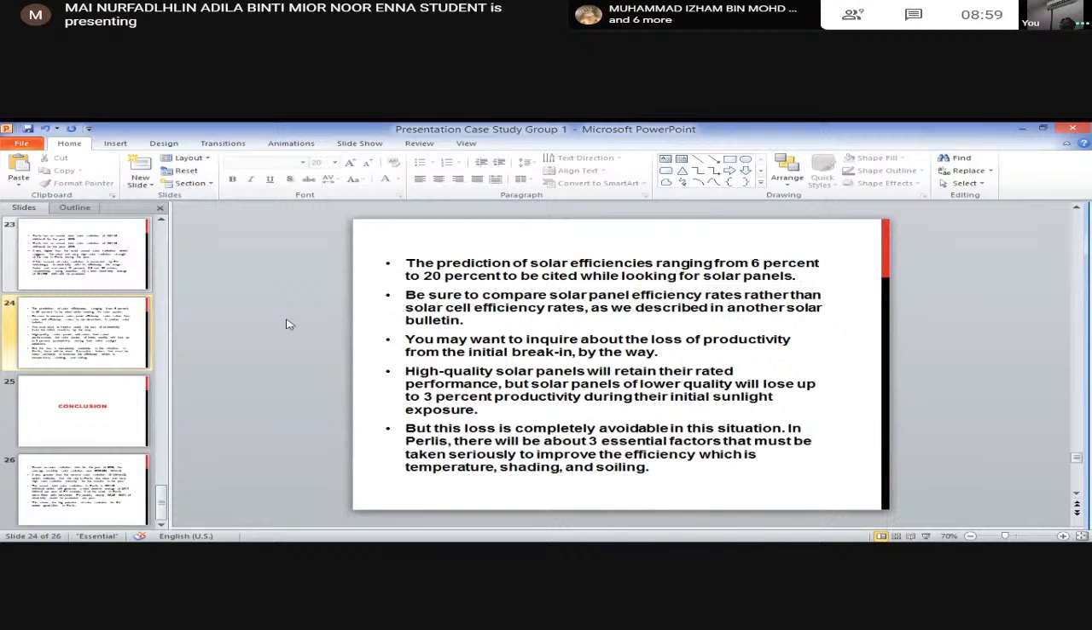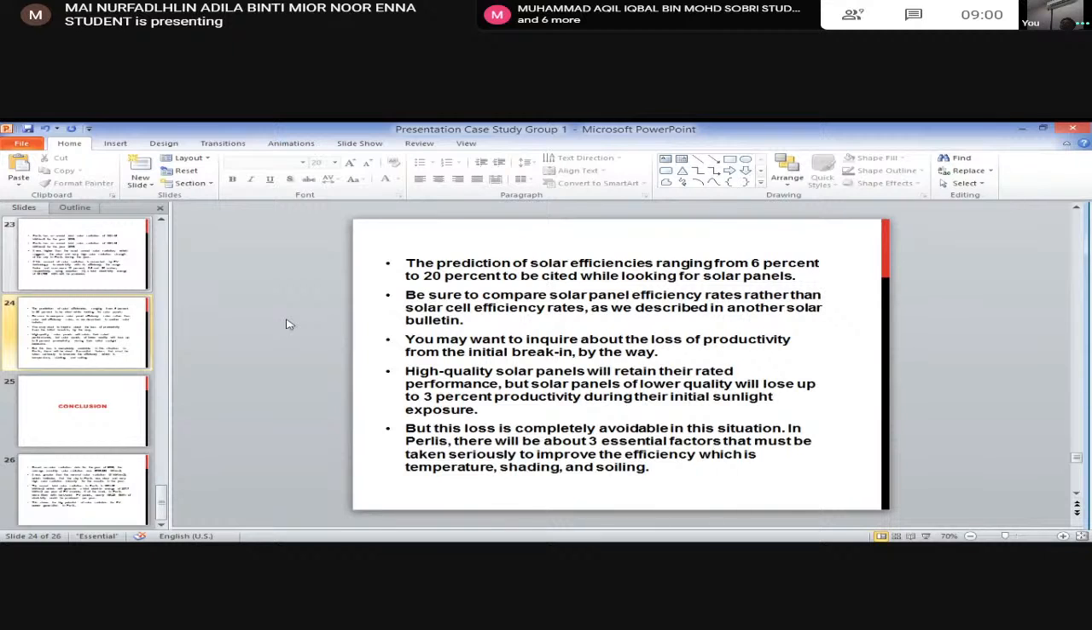You have to be sure to compare solar panel efficiency rather than the solar cell efficiency rate, as we described in another solar bulletin. You may want to inquire about loss of productivity from the initial break-in period. High quality panels will retain the rated performance, but solar panels of lower quality will lose up to 33% productivity during the initial sunlight exposure. But this loss is probably avoidable.